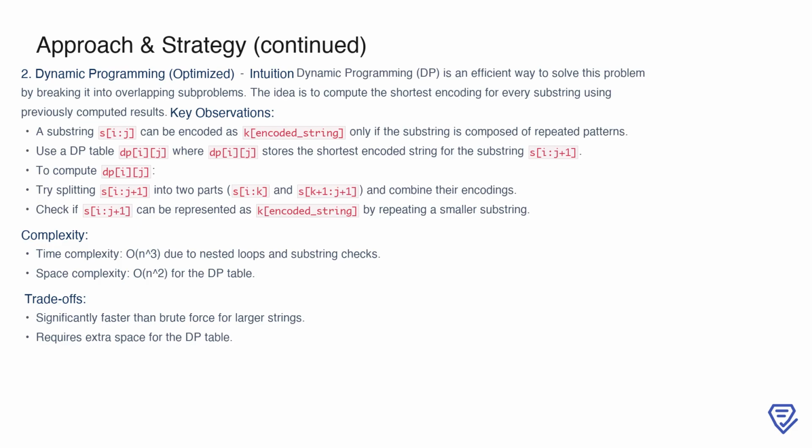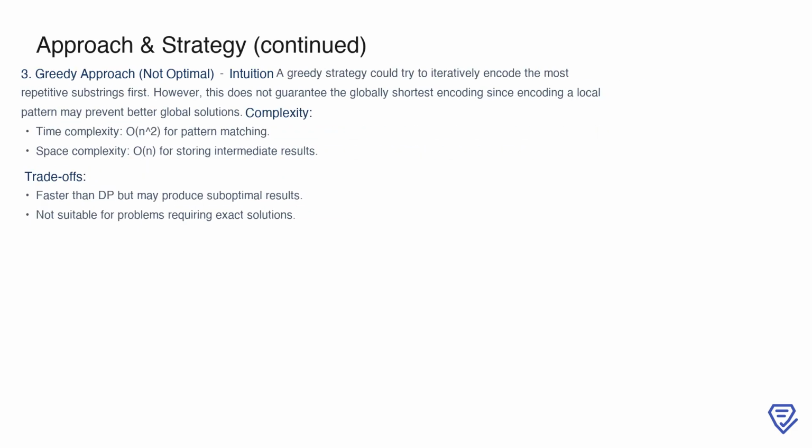One approach we can consider is the brute force method, which involves exhaustive substring checking. The key idea here is to examine every possible substring of the input string and determine if it can be represented as a repeated pattern. For example, if a substring sub repeats k times to form part of the input, we can encode it as k[sub]. Take the string ababab, which can be represented as 3[ab]. While this method is straightforward to implement, it has significant drawbacks. Generating and testing all possible substrings is computationally expensive, especially for longer strings, making this approach inefficient in terms of time complexity.